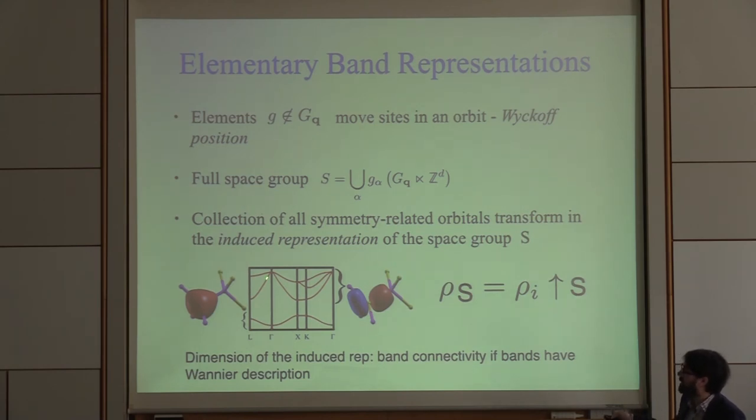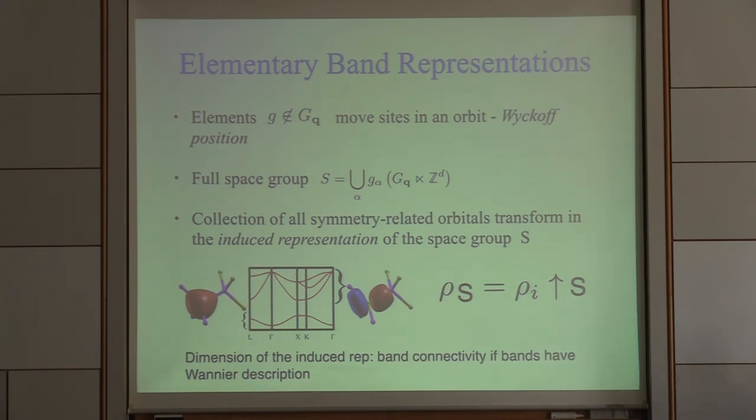Then what you can do is go in momentum space on every symmetry line, on every symmetry point, and ask what the representations are at those high symmetry points and high symmetry lines. Okay. So basically, that's how you find the elementary band representation.